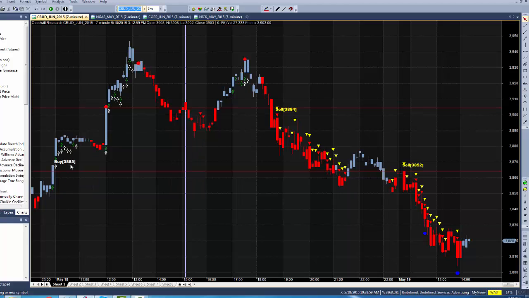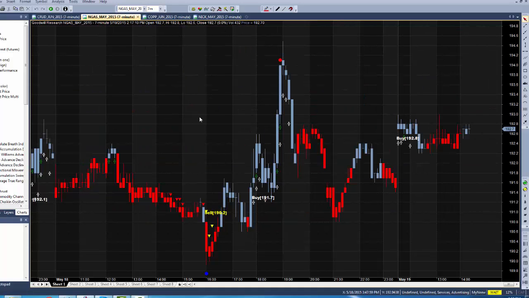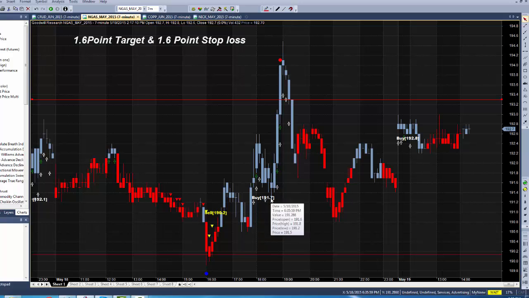So for crude oil, it is going to be a 20-point target and 20-point stop loss in the GWC indicator, and it will vary for different commodities. I am going to explain. It works well and is tested for 4 commodities: crude, natural gas, copper and nickel. The next is natural gas. For natural gas, everything remains the same except the stop loss zone. For natural gas, once you get any trade signal, for example 191.7, you can place a stop loss below 1.6 points. So for any signal, the stop loss is 1.6 points and the target is also 1.6 points.